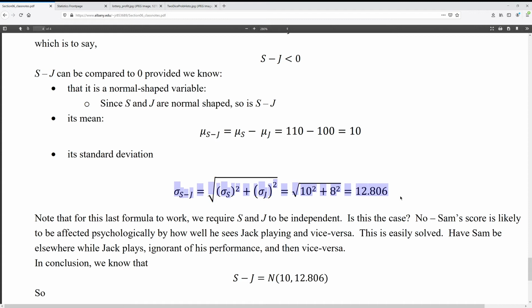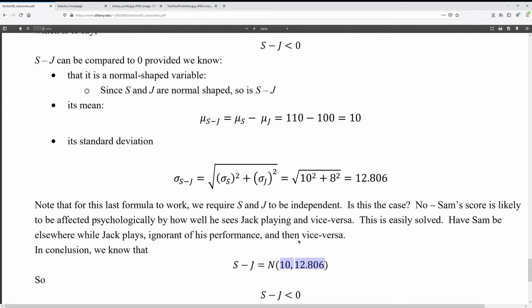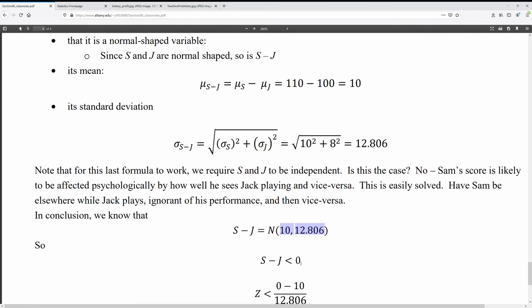We can assume, for the sake of argument, that however Sam happens to do today has no bearing on how Jack happens to do today. S and J are independent. Why not? So yes, we can use this principle. So we're good to go. S minus J is normal shaped because the pieces are, and we've used the rules to find its mean and its standard deviation. Therefore, it can be compared to any number you like.